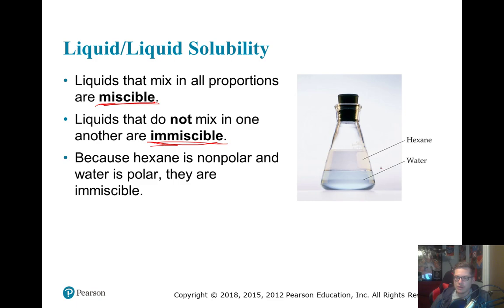Here, hexane and water is immiscible, this hexane in this water, because they do not mix, because the hexane is nonpolar and the water is polar. Now, one thing to take note of is that the hexane is on top and the water is on bottom, and it's all because of density. Water has these tremendous hydrogen bonds, right? And so it pulls itself in very, very tight. So the density of water is a lot higher than hexane's.